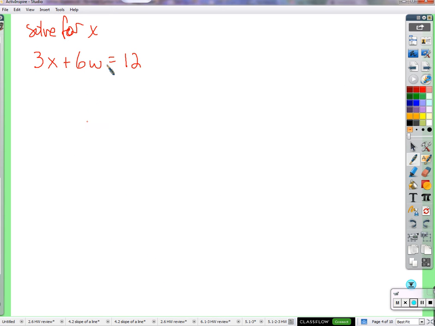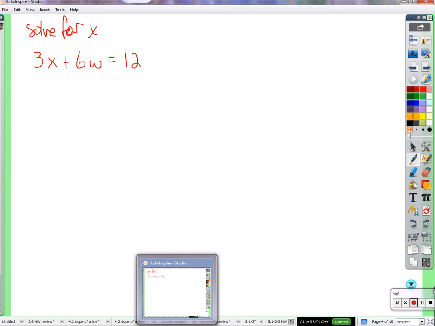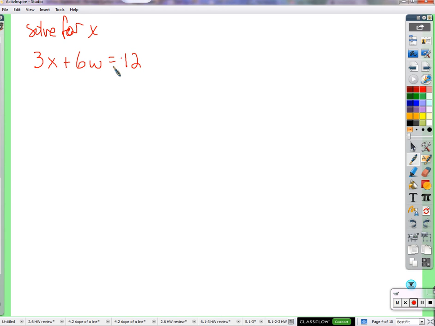Here we go. We're going to solve for x. Now we have a w in there. Our answer is going to have a w left over in it. But we have 3x plus something equals something. We've seen that plenty of times. We're going to do the same two steps right now that we would do regardless of what was being added, what was being multiplied by x. So what would we do first?